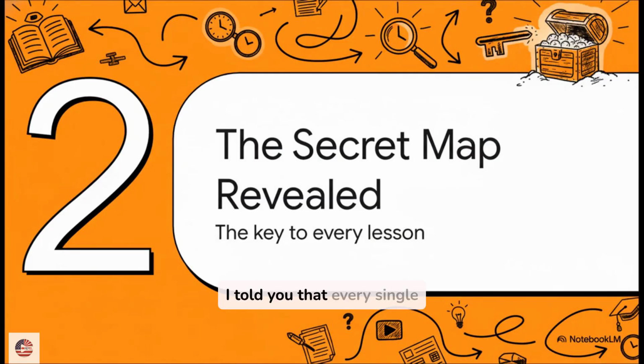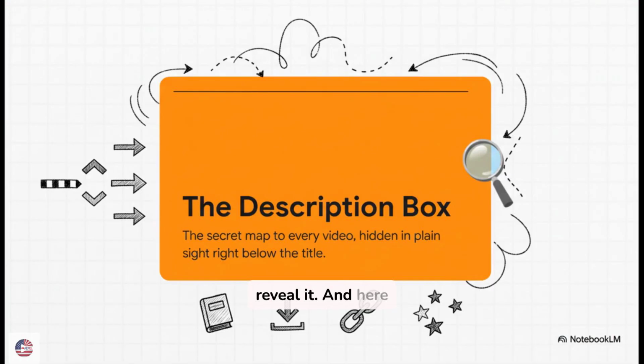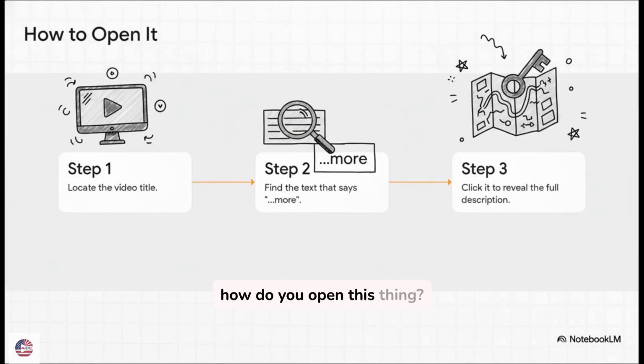But what if I told you that every single video comes with a secret map, a hidden guide that basically lays out the entire lesson for you, points you to every key moment, and leads you straight to the buried treasure? It's time to reveal it. And here it is, the description box. It's hiding in plain sight, literally right below the video's title, and it is the absolute key to everything. Think of it as the central hub for navigation, for resources, and all the extra goodies that creators tuck away for you.